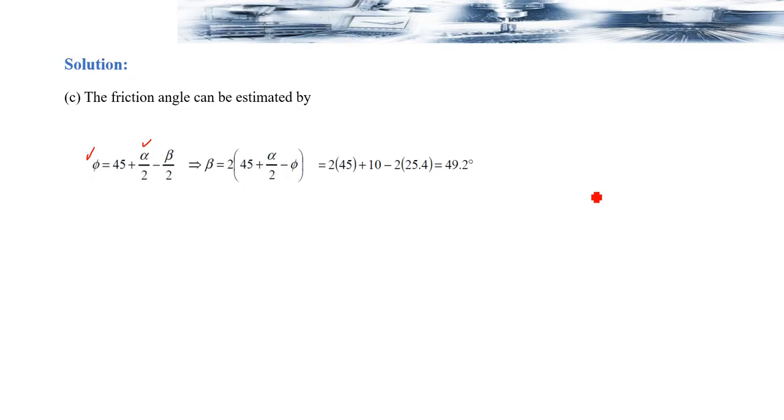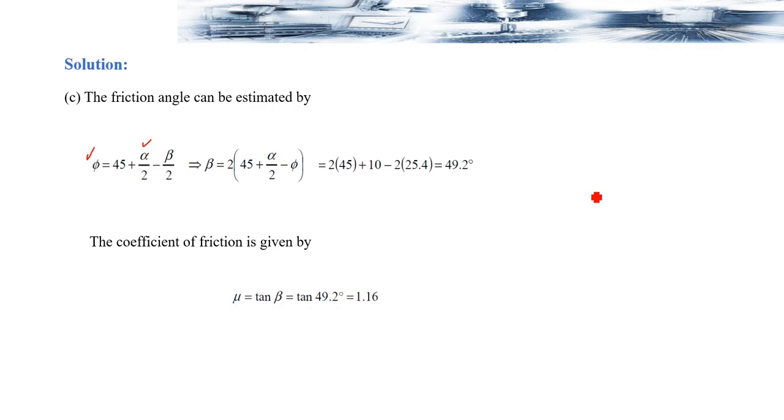The coefficient of friction is the tangent of this angle, and this will give me that the value is 1.16. That's quite high. But anyway, it's a cutting tool doing friction with the chip. So we consider that this acceptable value.